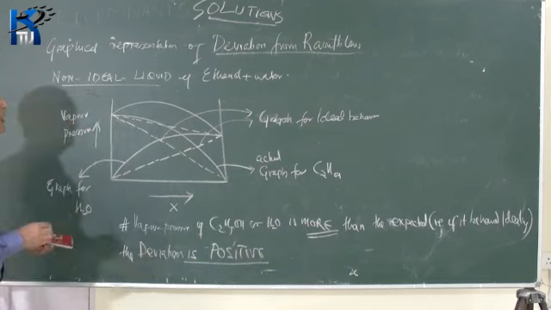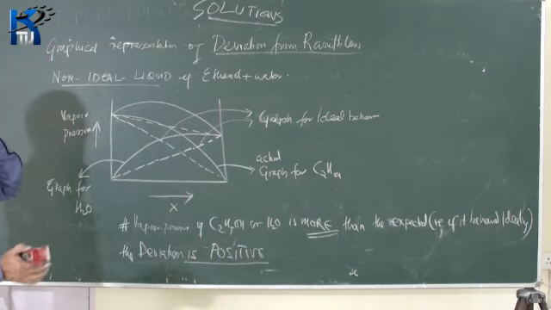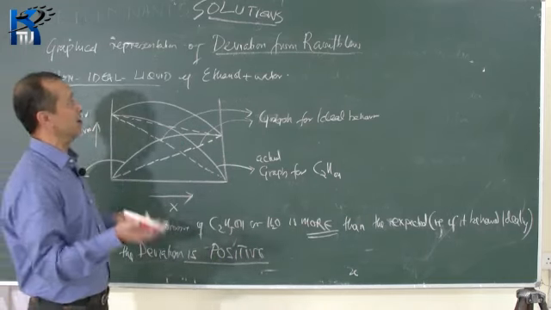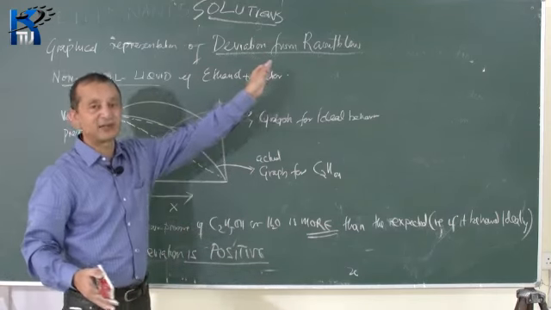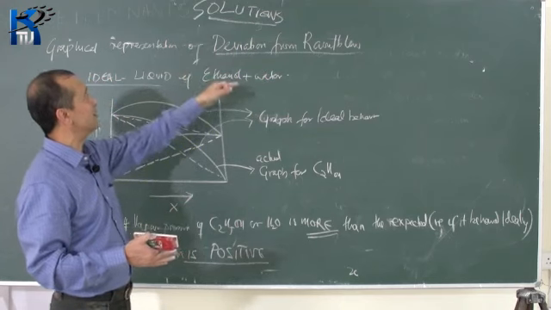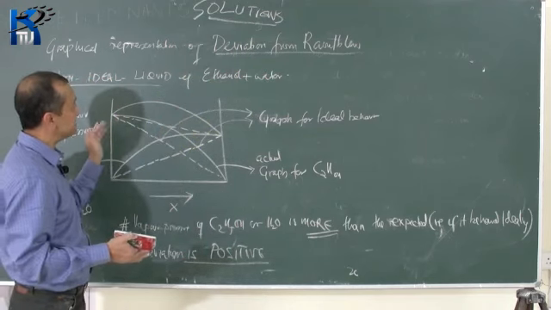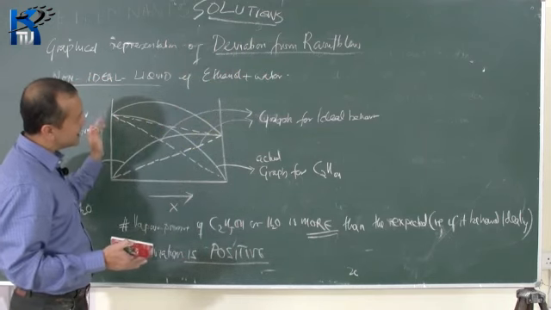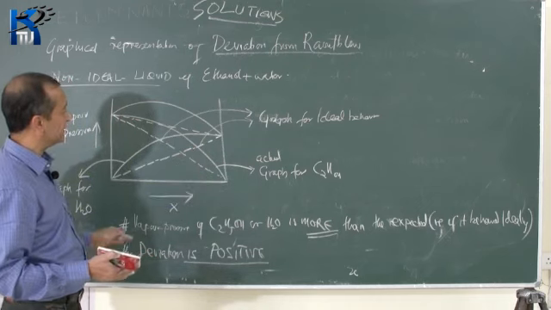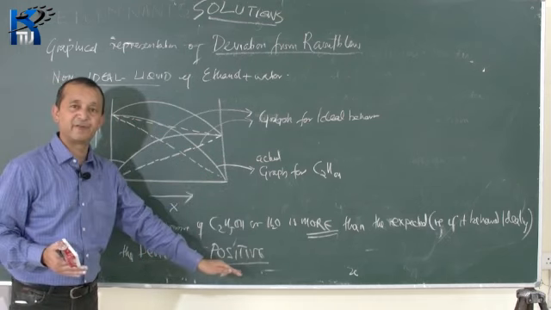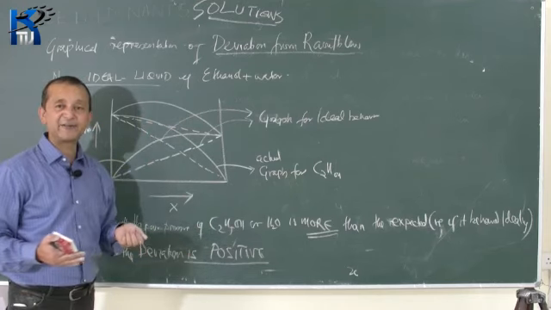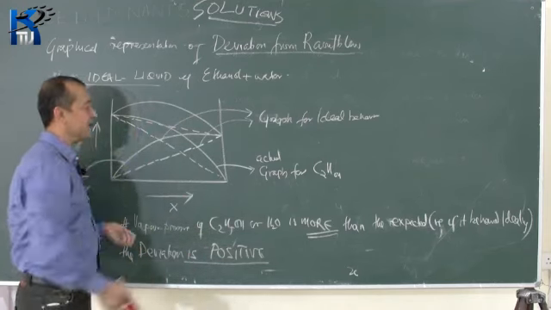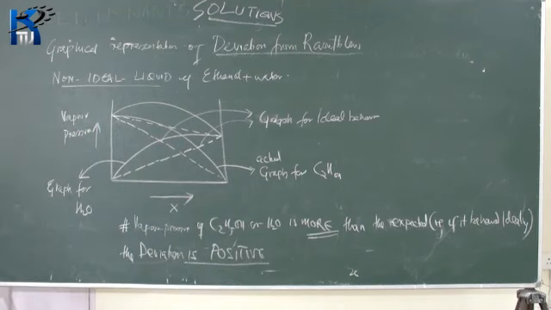Those liquid mixtures which do not obey Raoult's law deviate from Raoult's law. So in the case of the ethanol and water mixture, the deviation is positive. There are two types of deviation, one positive deviation and the other negative deviation. I will rub this off first.